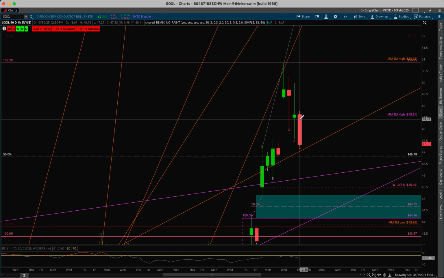Now to the upside, we get the 2 down, 2 up, and that could domino into a 2 down combo 2. Combo 2 down, 2 up. To push back to the week high and the market maker's expected move high for Friday.